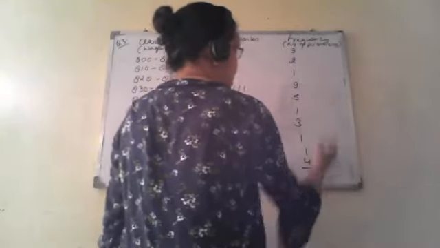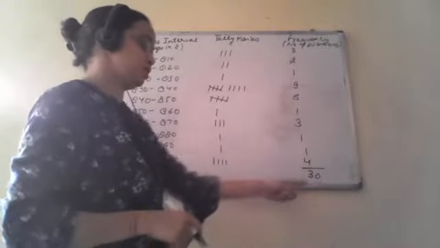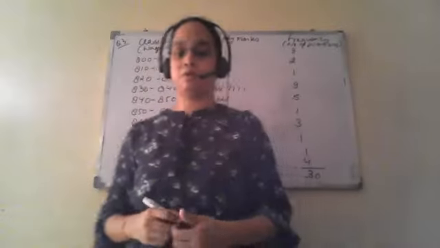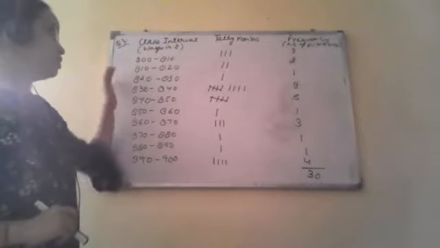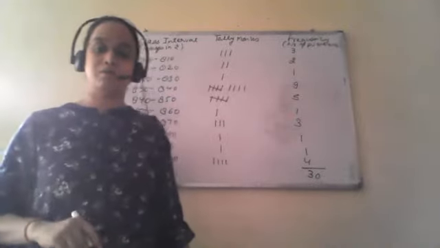So you should count these or add. The sum of the frequency column should come equal to the total number of workers. Okay. So this is the frequency table where class intervals represent wages in rupees and frequency represents number of workers.